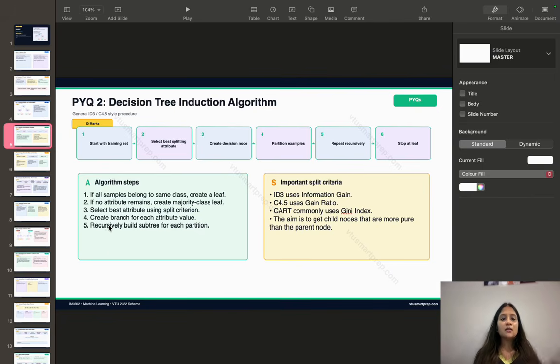Then it creates a branch for each attribute value, and then recursively builds the subtree for each partition. What do we mean by recursively? It means that it repeats the same steps again and again. That is what recursion means, right? So recursively, it builds the subtree for each partition. These are the steps for the decision tree induction algorithm. So this was the second question.